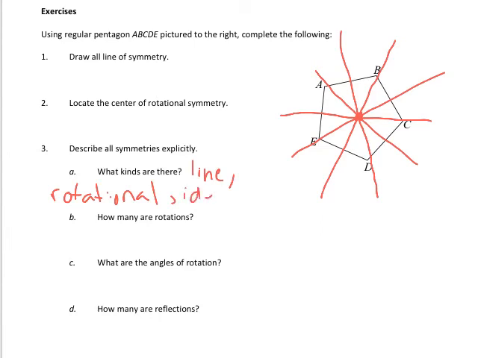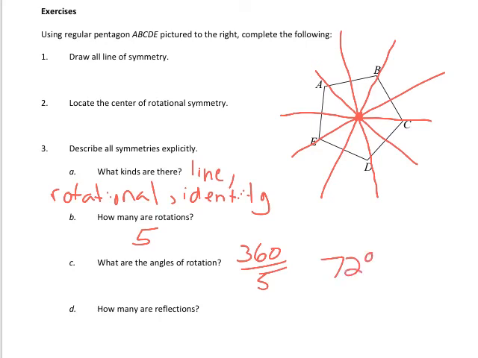That means when you rotate it 360. So that's kind of a given. So it has line and rotational symmetry, but it does not have point symmetry because I can't rotate it 180 degrees and have it look like itself. How many are rotations? I can rotate my image 5 times because it's equal to the number of sides. And the angle of rotation would be 360 divided by 5, so that's 72 degrees.